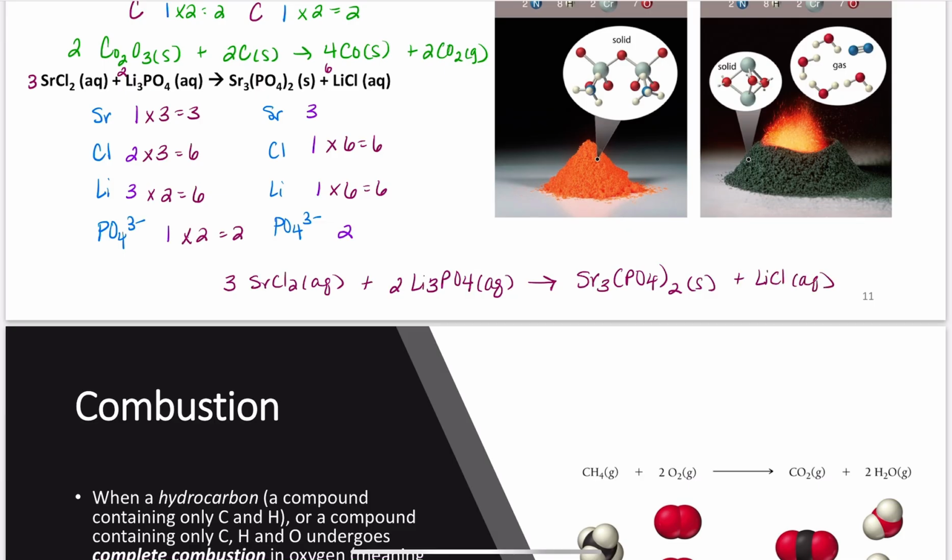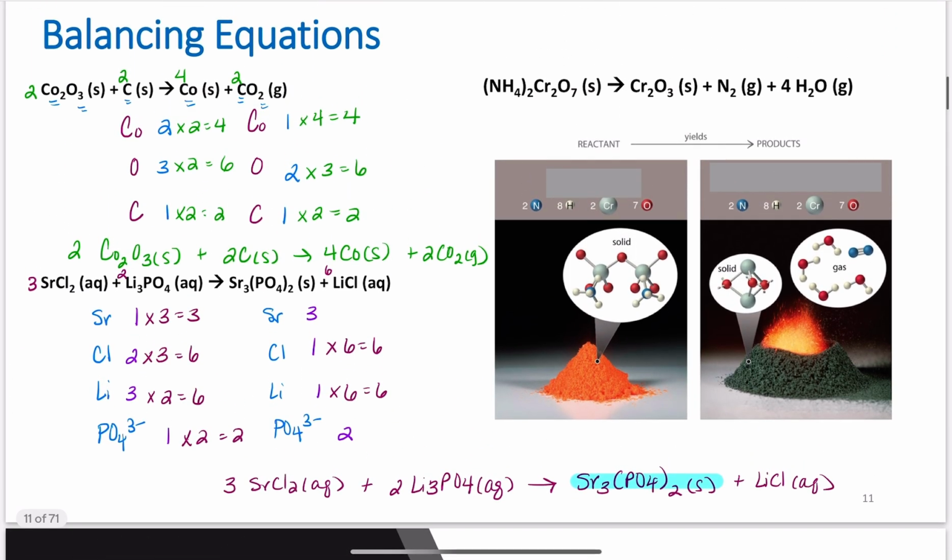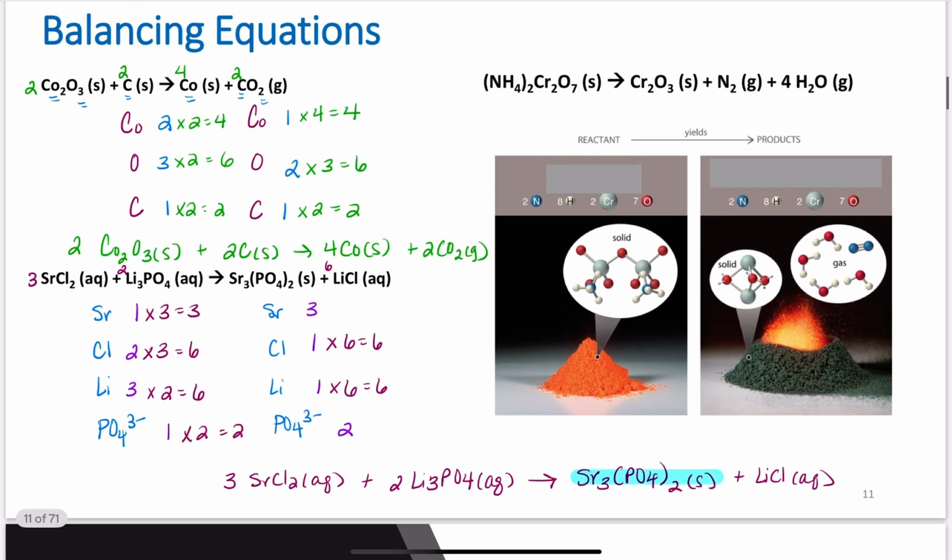So we'll talk about this in the next chapter as well, but the driving force of this reaction, the whole reason it occurs, is the solid formation here. It's kind of important to start thinking about those things, what we call driving forces. Why does a reaction even occur? And this top reaction here is actually shown by the pictures here.